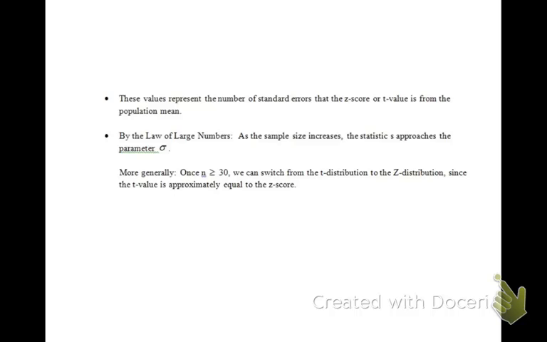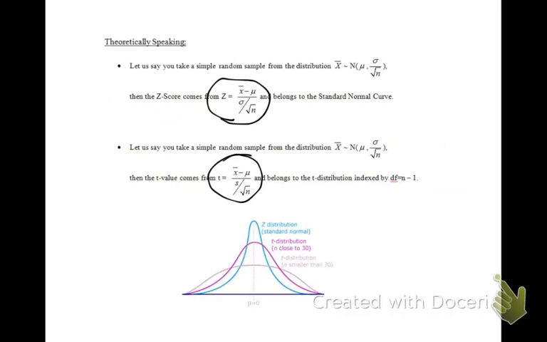By the law of large numbers, as n increases, the statistic s approaches the parameter sigma. So what we're saying is that if n is large enough, this value of s will become infinitely close to the value of sigma, which therefore means that the t becomes infinitely close to the z, which therefore means that the t curve right here basically becomes infinitely close to the z curve right here. Once n is large enough, you can't tell the difference between the t and the z. They take on the same shape.